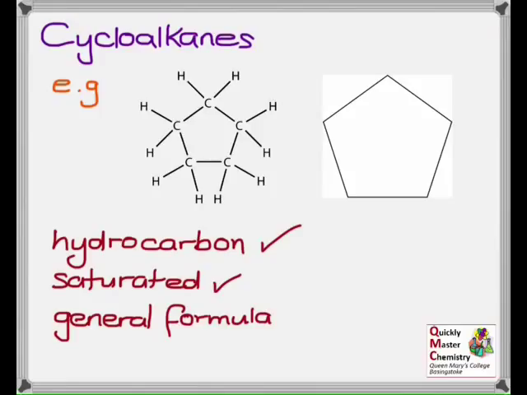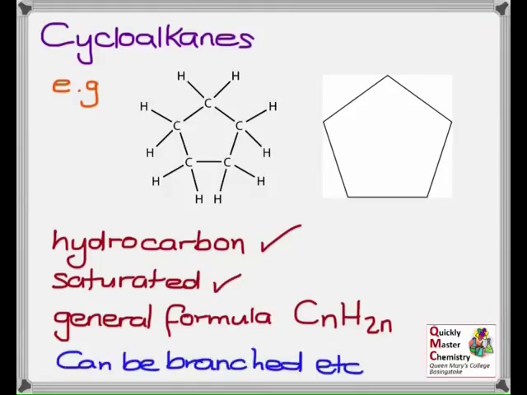So that +2 bit of the general formula goes, and cycloalkanes are just CnH2n. What's shown here is a very simple cycloalkane. You can have other groups, chains of carbons or other atoms sticking off the ring, and you can still call it a cycloalkane.